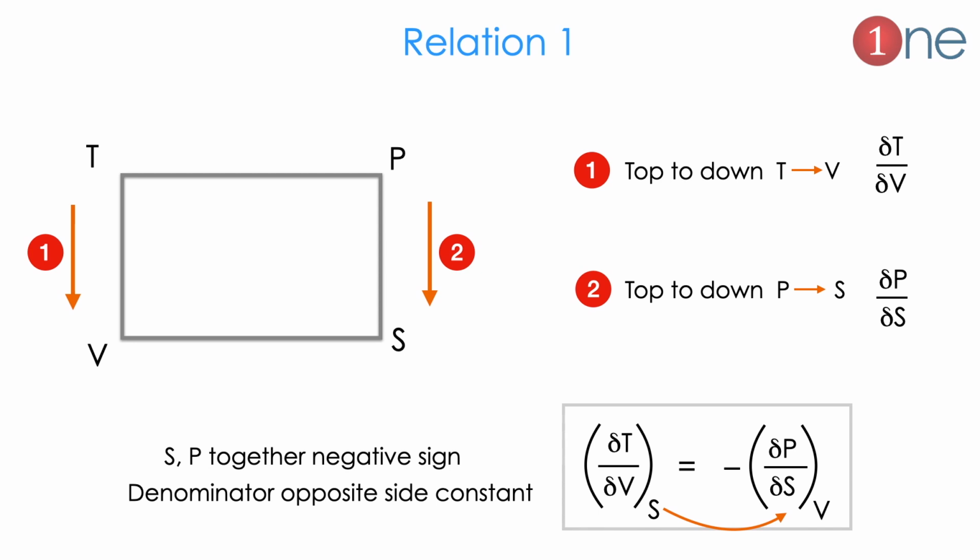The Maxwell relation comes from the bottom arrow, where the first arrow comes from T to V. So top to bottom, T to V means dou T by dou V, and the opposite side will be dou P by dou S. Here P and S come together, so we have to write a negative sign. So if we derive the equation, dou T by dou V equals minus dou P by dou S. So the constant will be on the opposite side, which is very easy to write. That is relation 1.